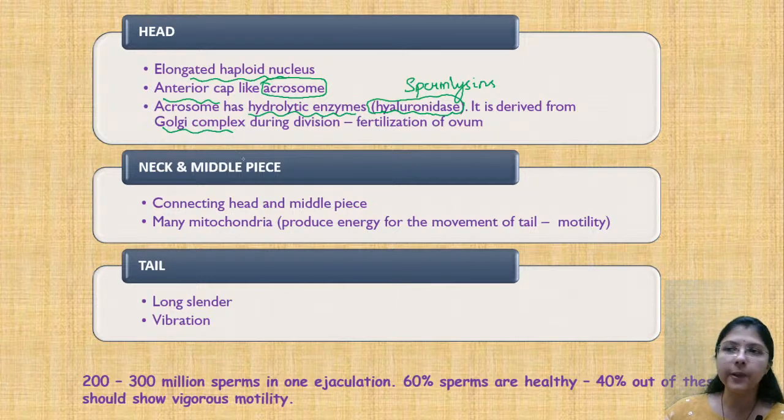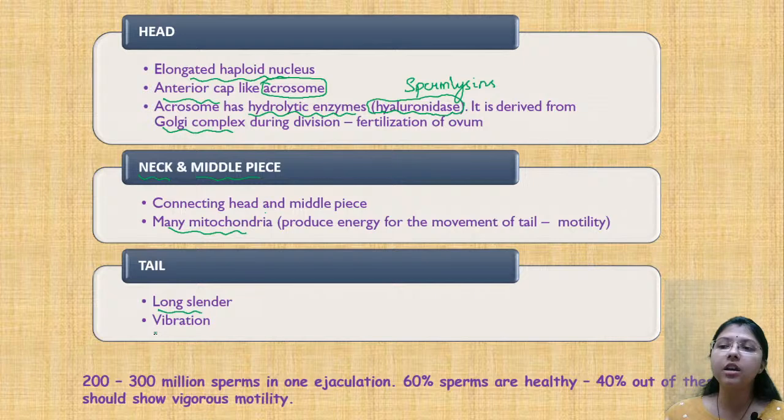Golgi complex. The neck is the part connecting the head and the middle piece. In the middle piece, there are many mitochondria which are going to provide motility to the tail. And the tail is long and slender, and it continuously vibrates for the process of motility. Those continuous vibrations generated in the tail of the sperm help them to move.